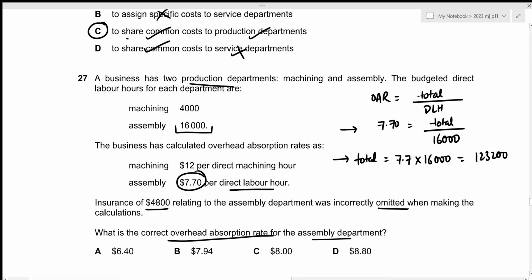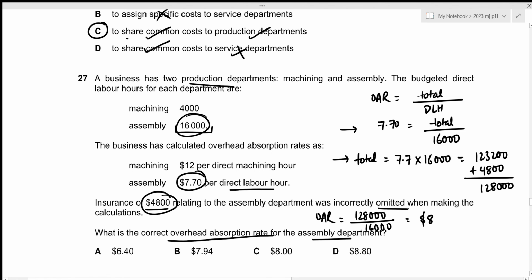And remember that we omitted insurance of 4,800, so we also need to add this. Now the correct total overhead is going to be 128,000. Now let's figure out the correct overhead absorption rate. That will be our total, which is 128,000, divided by the number of direct labor hours, which is 16,000. This gives the value of 8. That's the correct answer, which is given in option C.